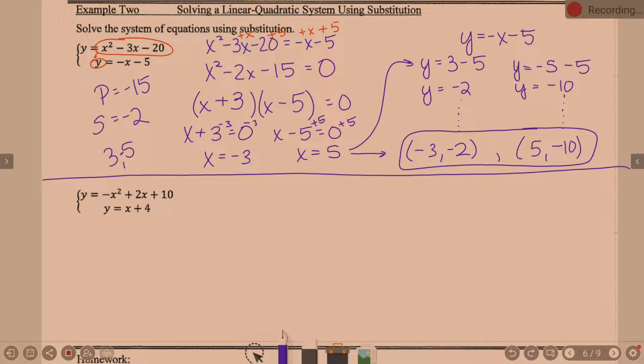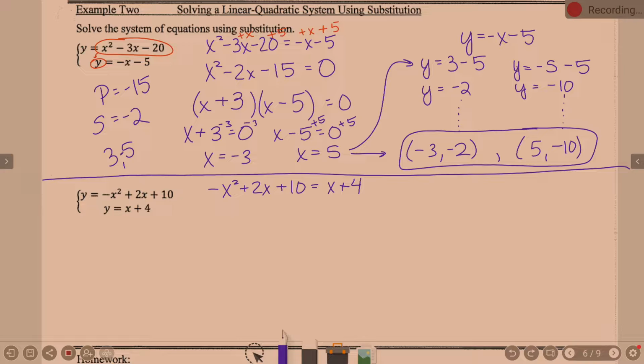Unfortunately, I'm working at the bottom of the screen. What are you doing first? You're getting your x value, or you're plugging in your y. Okay. Basically, they're both y equals equations, aren't they? So set them equal to each other. I don't care which way you do this. Your call, but set them equal to each other. So if I say -x squared plus 2x plus 10 equals x plus 4.